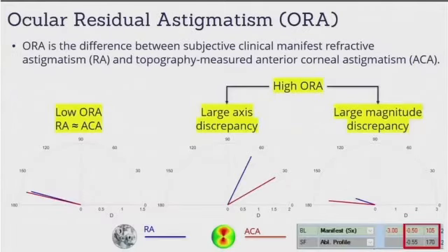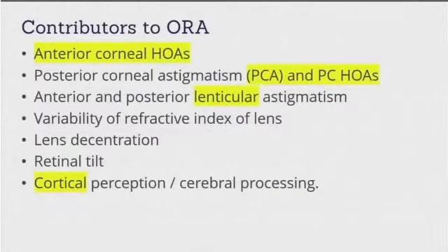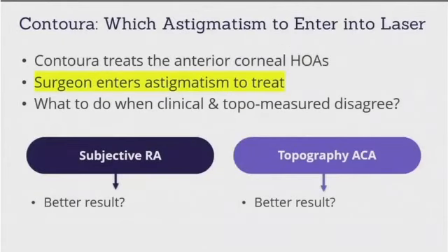Now, there can be a difference in both the axis of astigmatism as well as in the magnitude of astigmatism. The bigger the difference, the higher the ORA. The various optics of the eye can contribute to this difference, especially the posterior cornea, the lens, and, importantly, the brain. Contoura will treat the anterior corneal HOAs, but what astigmatism do we treat when refractive astigmatism and topo-measured astigmatism disagree? This was the subject of our study.